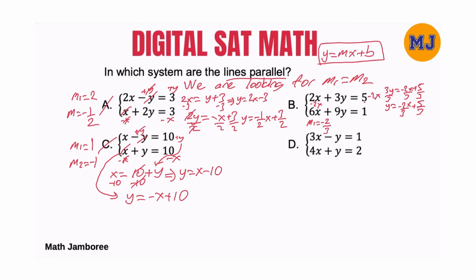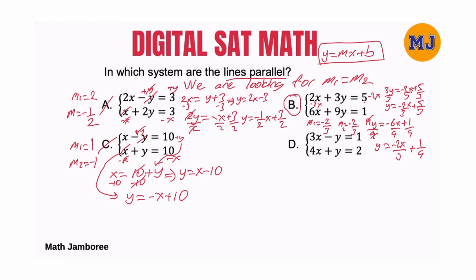And let's do the same for this other one. We will take away 6x from both sides this time. So 9y is equal to negative 6x plus 1. Divide by 9 on both sides. Then y, if you simplify 6 and 9 by 3, is negative 2 over 3 x plus 1 over 9. So m2 is also negative 2 over 3, like we found. So they have the same slope, so they are parallel. Therefore your answer will be choice B for this question.